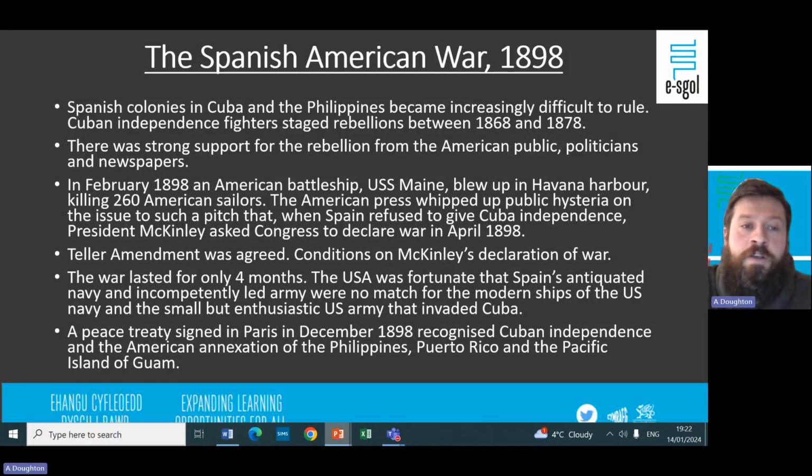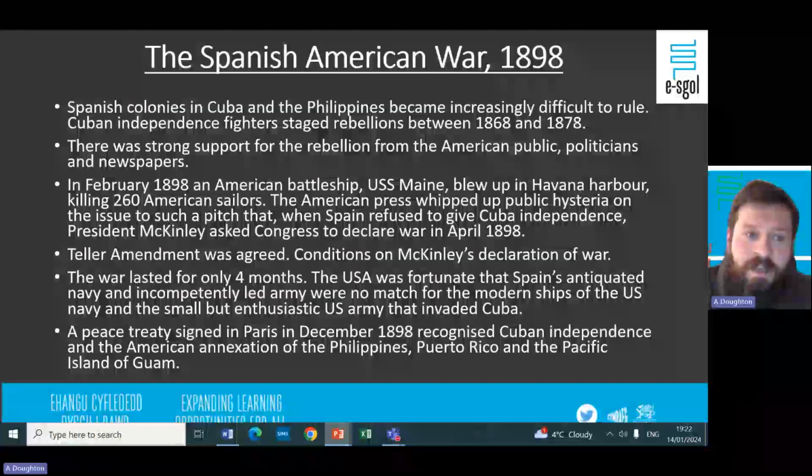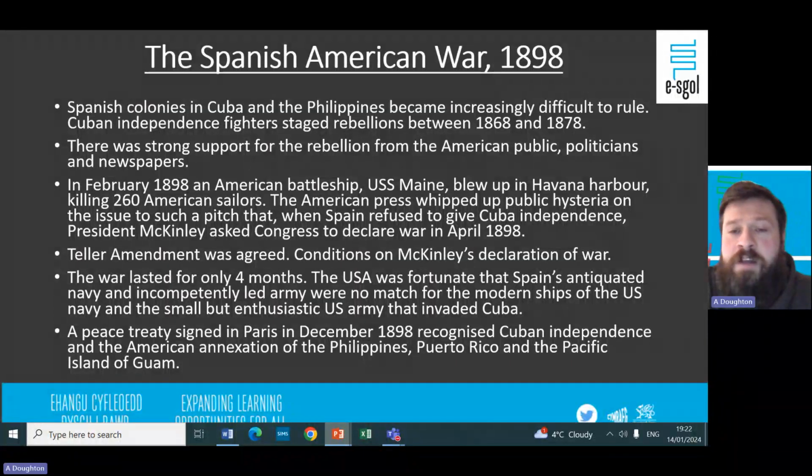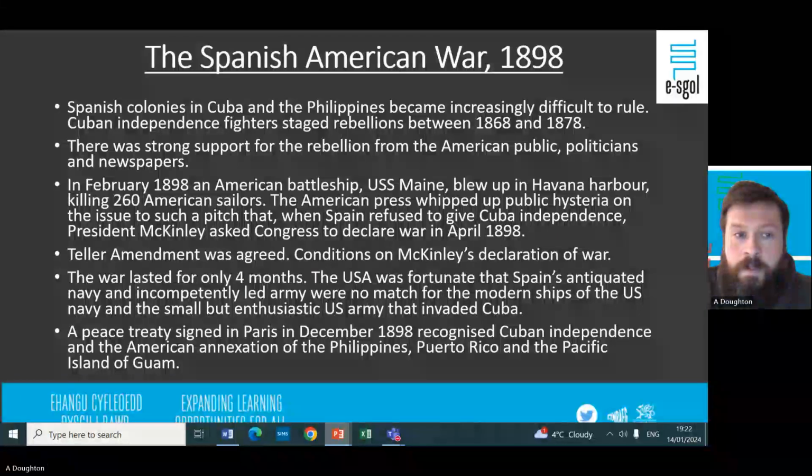However, Congress also added the Teller Amendment to this declaration of war. That put conditions on it. And the conditions were that Cuba would get their independence once America defeated Spain. Now, America won this war very easily, but rather than the strength of the US, it was more down to the weakness of the Spanish. It only lasted 4 months.